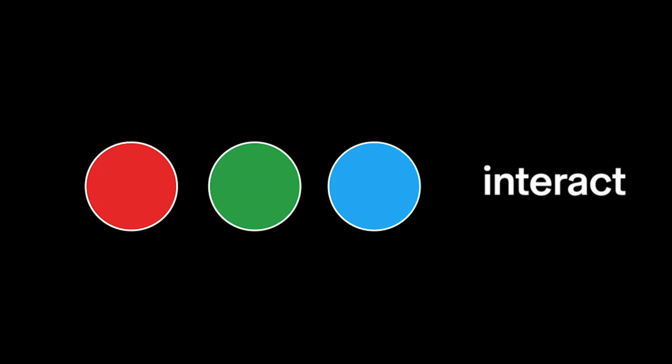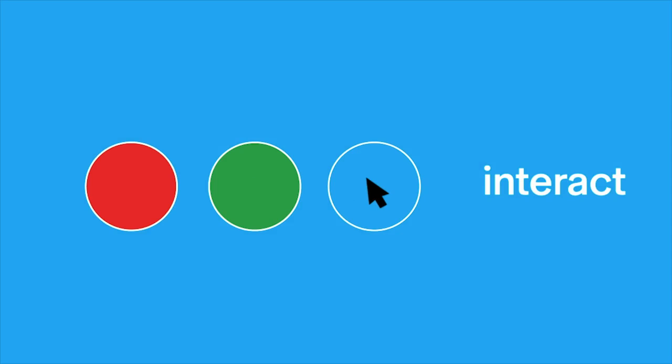Let's take a very basic interface element. If we have these three circles with three different colors, what kind of expectation do we have of what's going to happen when we interact with them? We don't really know until we try. We might have an expectation that something red or green or blue is going to happen, but we don't know what that is until we touch or click on that particular button.